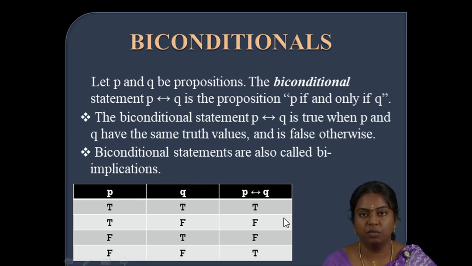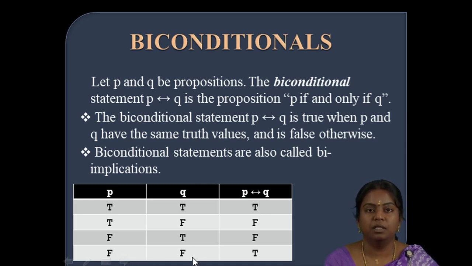Now let us check the truth values for the biconditional statements. When the truth values of P and Q are true, then the truth value of the biconditional statement P if and only if Q is also true. If the truth values of the propositions P and Q are false, then the truth value of the biconditional statement P if and only if Q is true. That is, when both the truth values are the same for the two propositions, then the truth value of the biconditional statement is true. In other cases, it is false.